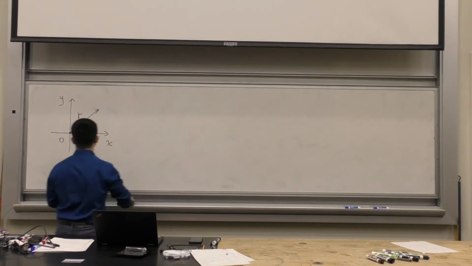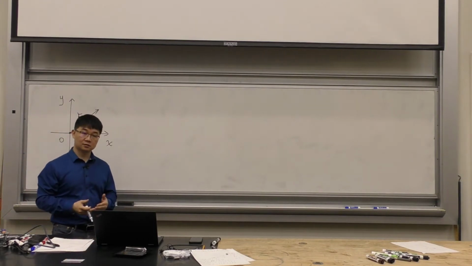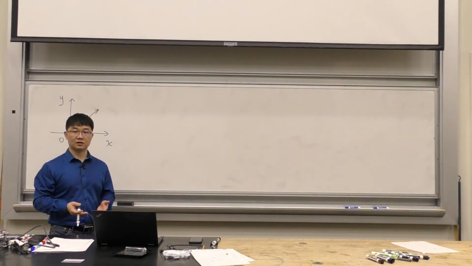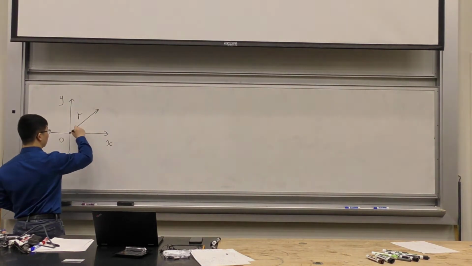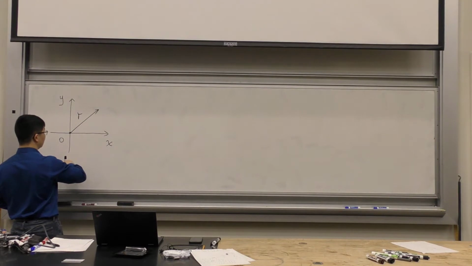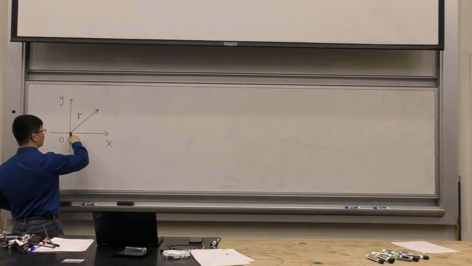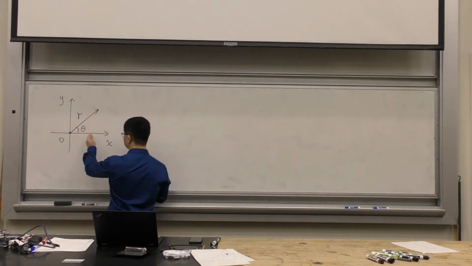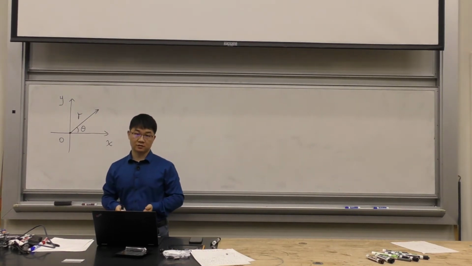So we would usually pick a reference axis and then use an angle between this vector and this reference axis to represent the direction of this vector. For example, if this is a vector and I set up the coordinate system this way, I pick this end of this vector as the origin. Usually people would pick the angle between this vector and the positive x-axis to specify its direction.